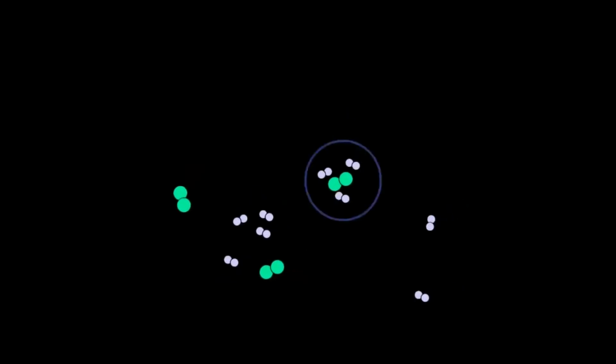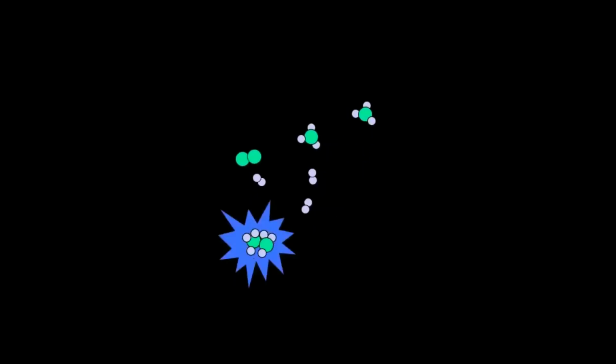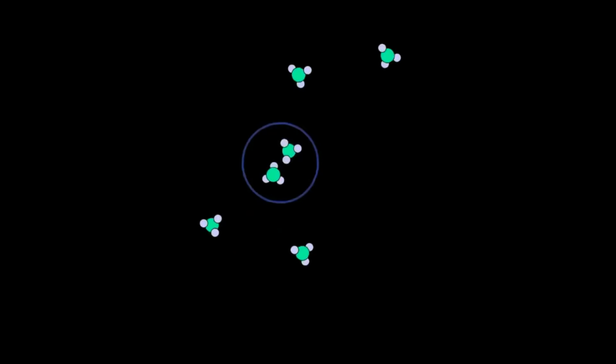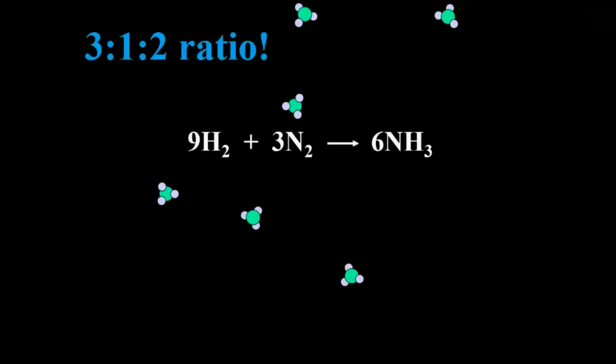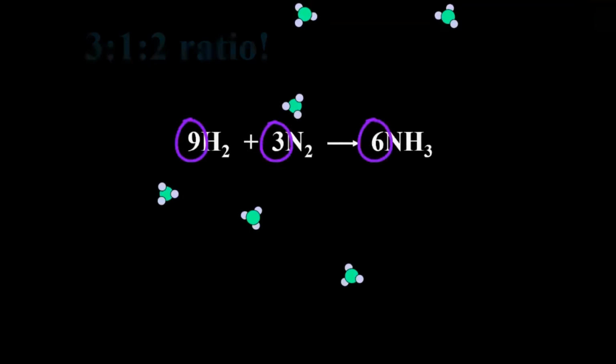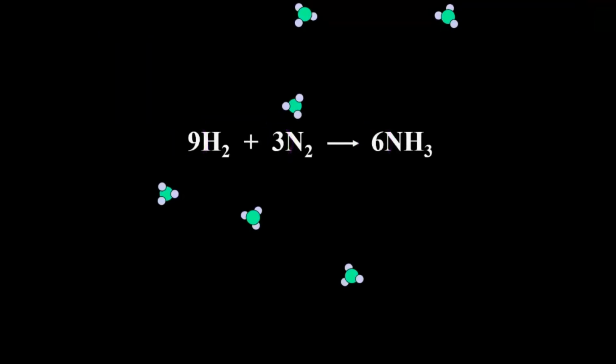So, what I'd like you to be able to see here is that even with large amounts of molecules, this reaction still occurs with a ratio of 3 hydrogens to 1 nitrogen, producing 2 ammonia molecules. And with this particular reaction, it will always react in that 3 to 1 to 2 ratio, no matter how many molecules you have.